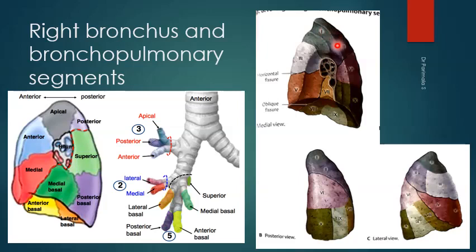So here in this image, this is the medial view of the lung. In this what we are seeing, this is the first segment or bronchopulmonary segment, and this is the second segment. What is the second segment? It is the anterior bronchopulmonary segment, upper anterior. Then third one is upper posterior. So upper lobe has got 3 bronchopulmonary segments: apical, anterior and posterior.